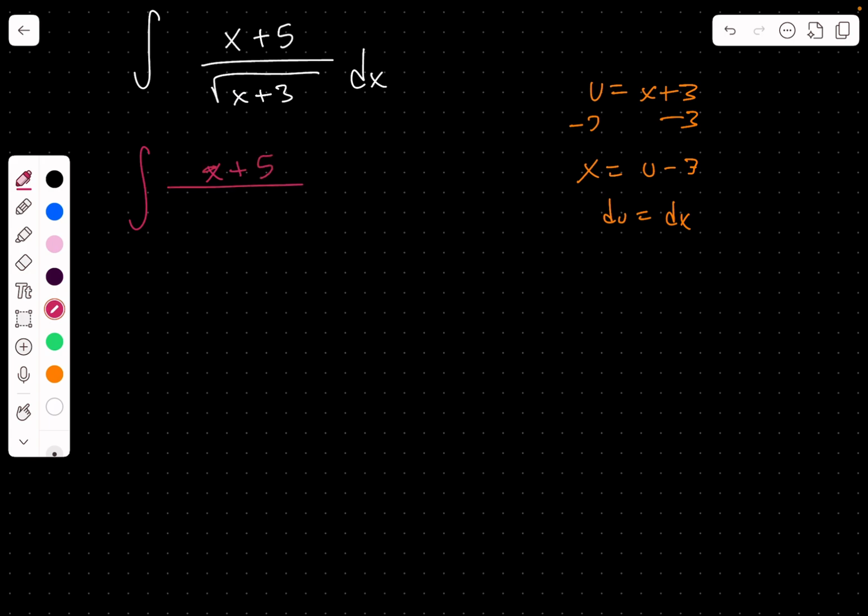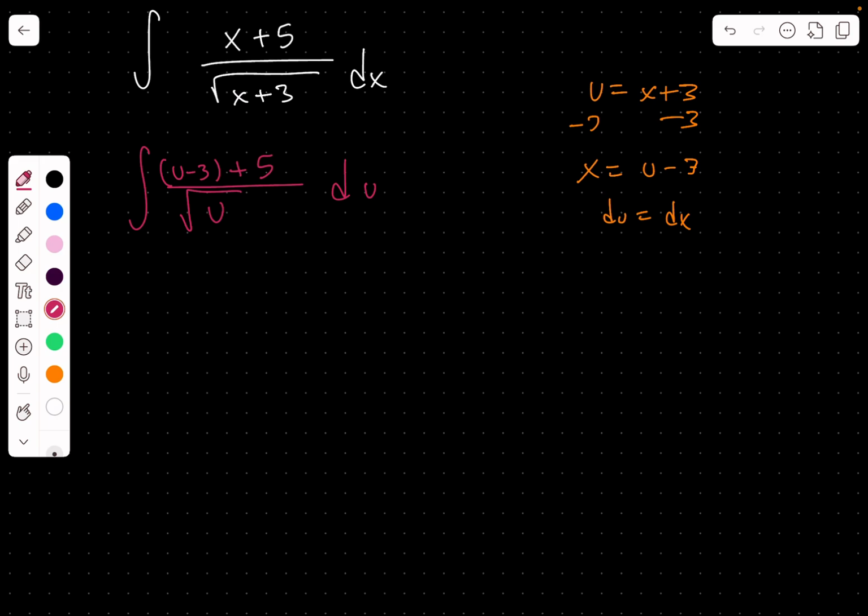Already messing up. Okay. We said x equals u minus 3, so u minus 3 goes in here. Then we've said u equals x plus 3, so we must replace x plus 3 with u, dx. Oh wait, du. Oh my gosh. All right.